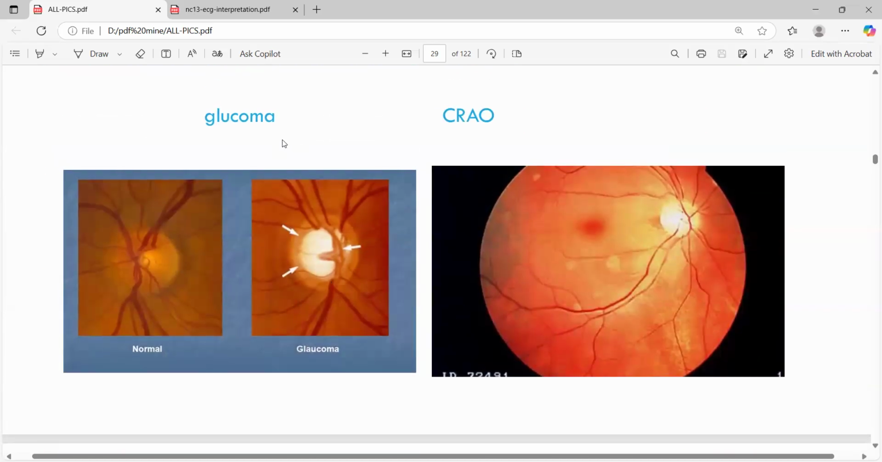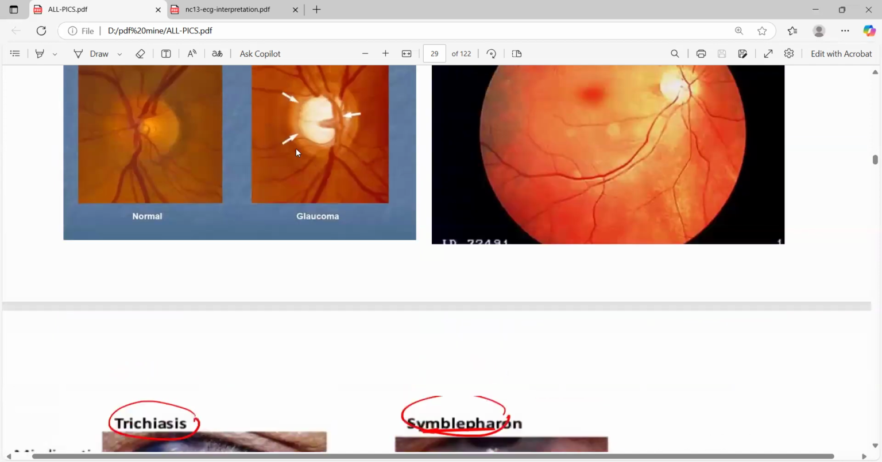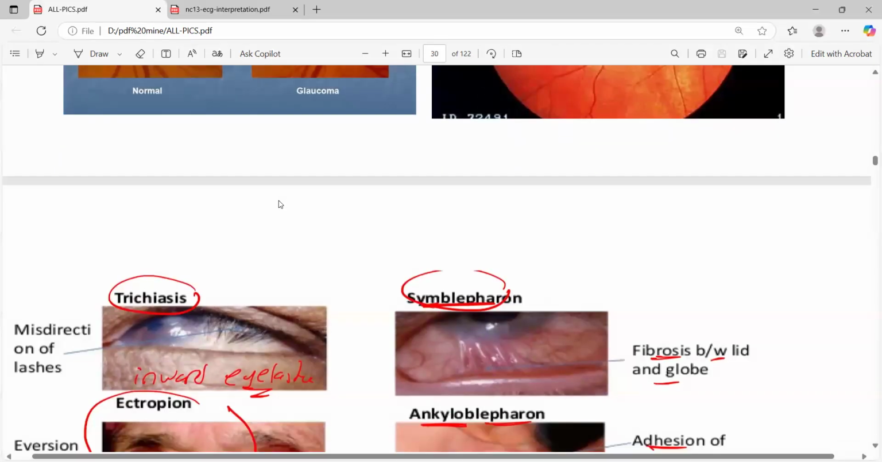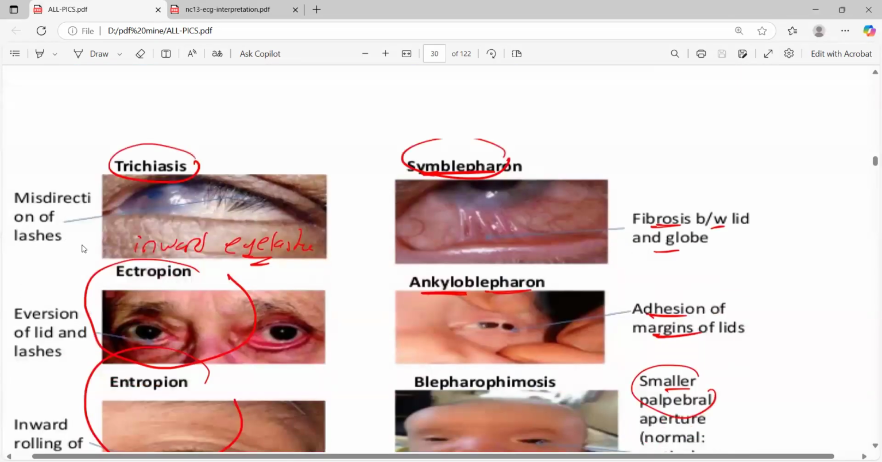Glaucoma is important. Okay. You can see there is a halo along with this one. So that can help you. Okay. So now this one is important.